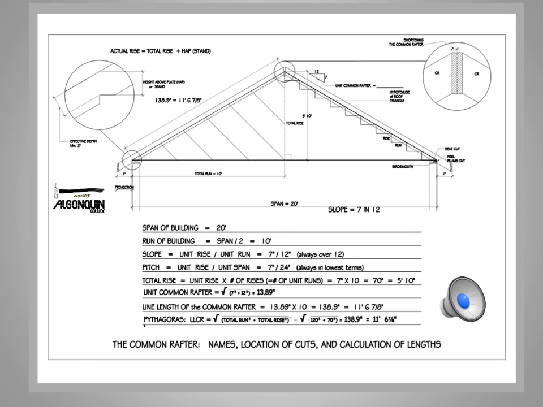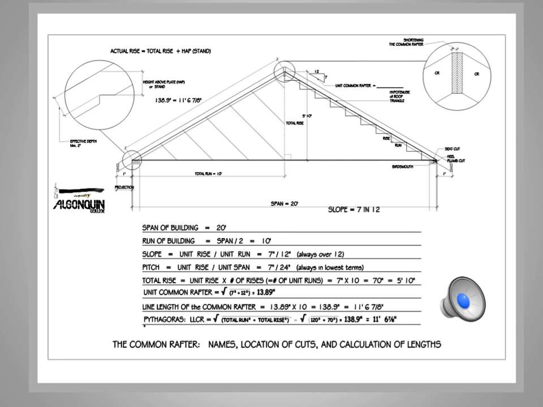To get the unit common rafter, we would do Pythagoras on the little triangle. So the little triangle is 7 and 12, so the square root of 7 squared plus 12 squared would be 13.89. Now that number we can also find on the framing square, so we'll get to that in the next lesson. To find the total length then of the common rafter, we have two choices. The simple one, we take the 13.89, multiply it by 10, because the big triangle is 10 times bigger than the small triangle. That gives us 138.9, or 11 foot 6 and 7/8.